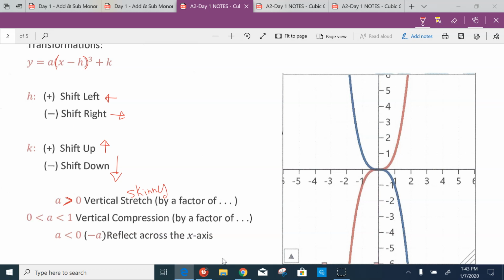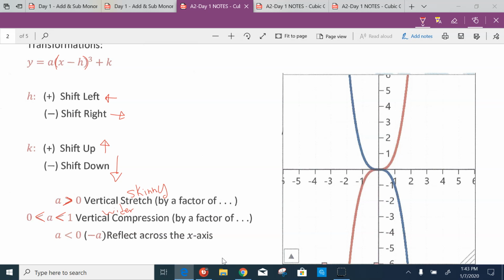If you have a number smaller than 1 that's still positive, like 1/2 or 1/3, or a fraction basically, in front of your letter A, like let's say 1/2 x to the third or 1/3 x to the third power, what that's going to do is make it wider. It's going to push it down from the top and the bottom and squash it out to make it wide.